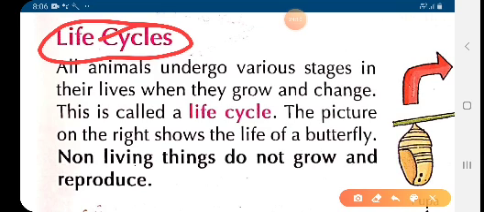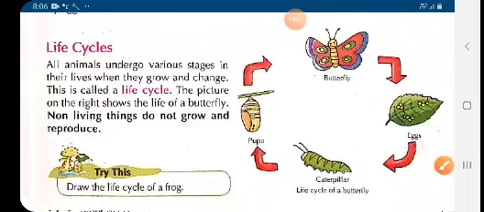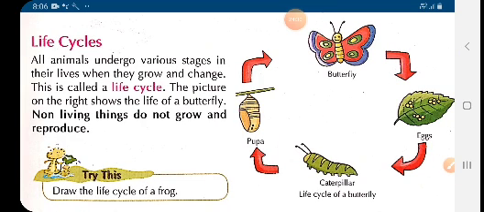Non-living things do not grow and reproduce. As I told you, growth and reproduction is only shown by living things. These are characteristics which are not shown by non-living things. So children, we can see here the life cycle of a butterfly. In the case of a butterfly, these butterflies lay eggs on a leaf. As we know, butterflies flutter from one flower to another. So most of the time they visit these plants or flowers.